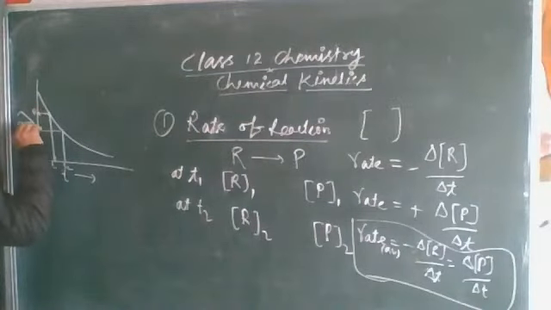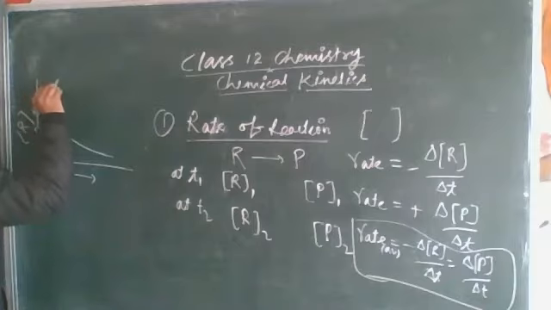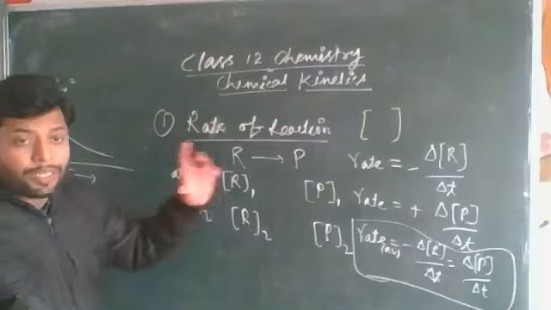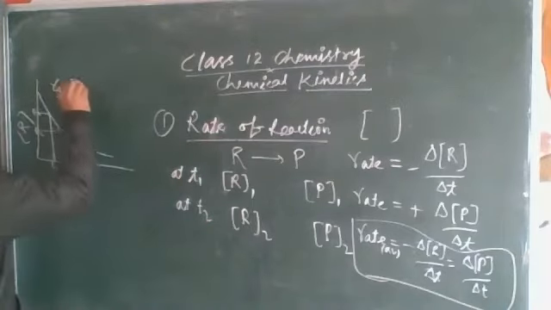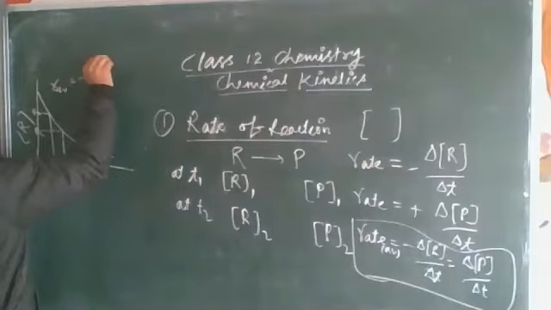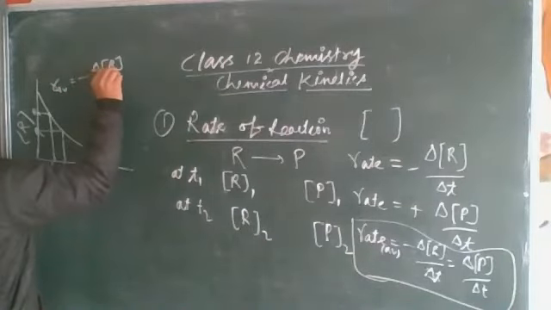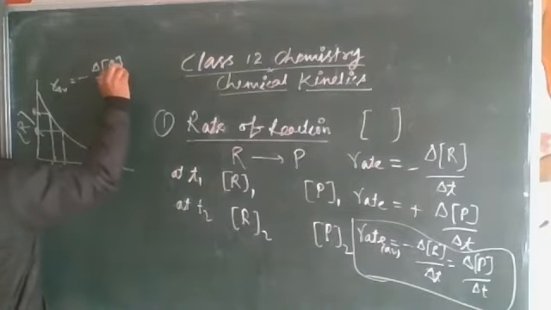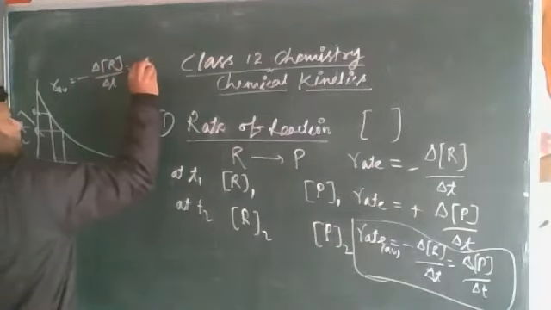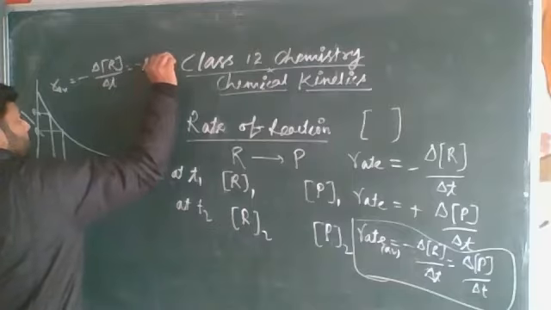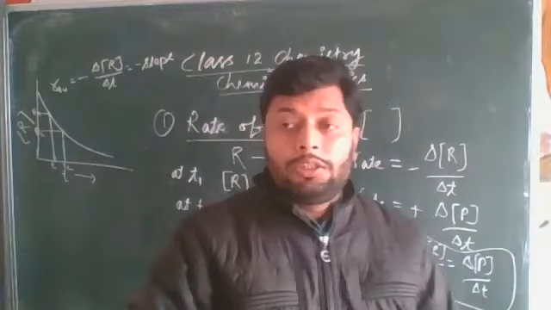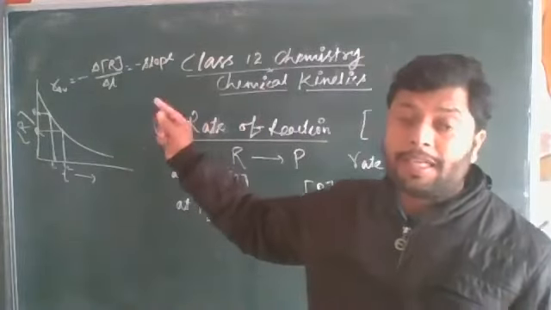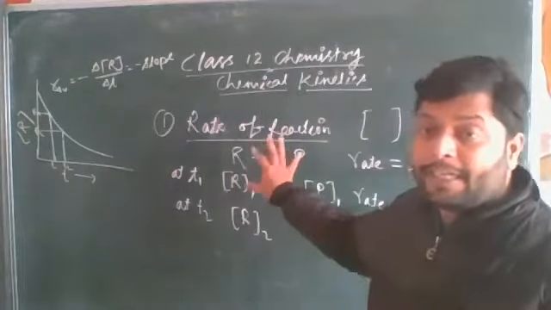R1, R2. So here the average rate equals the slope, which will be the difference of the reactants upon the difference of the time, with the minus sign. Delta R. Okay, so the negative slope indicates the average rate of reaction for any given data of any given reaction.